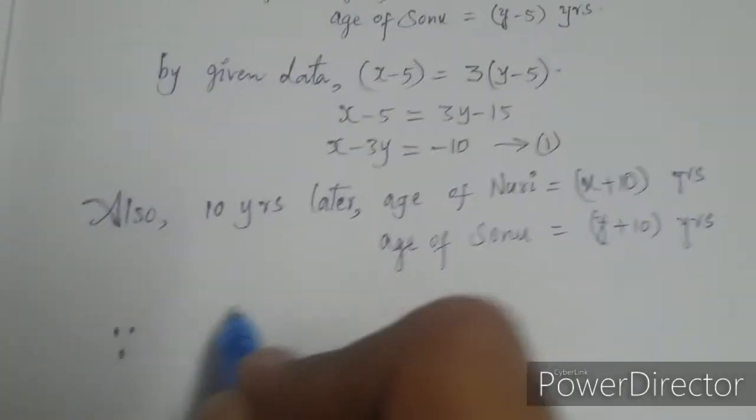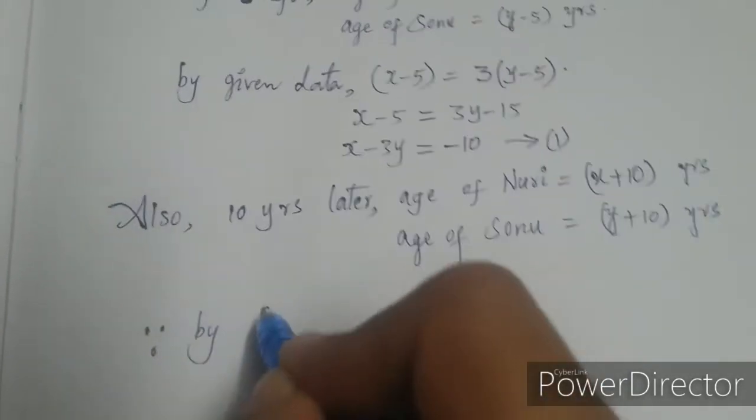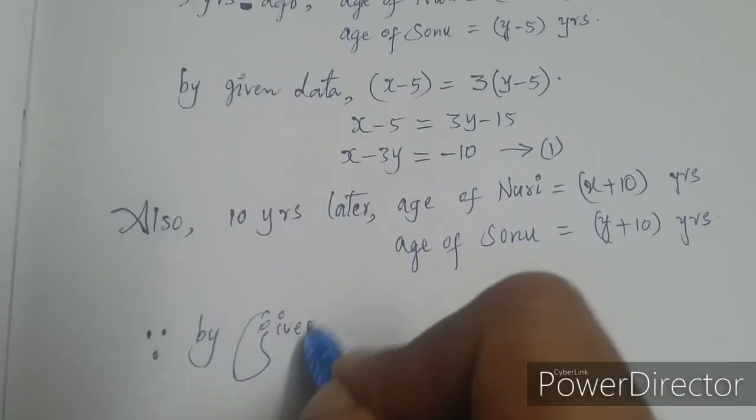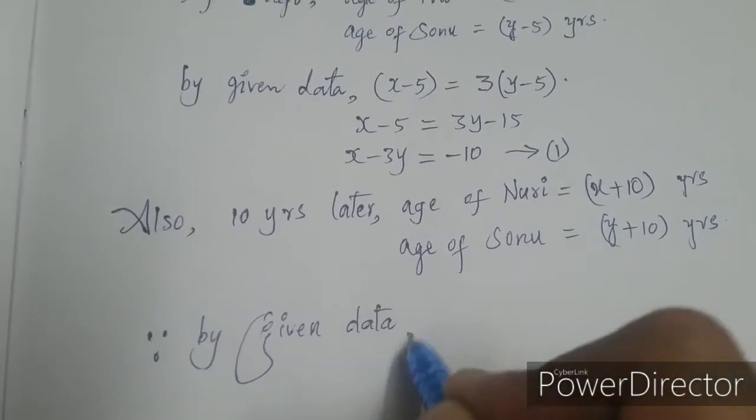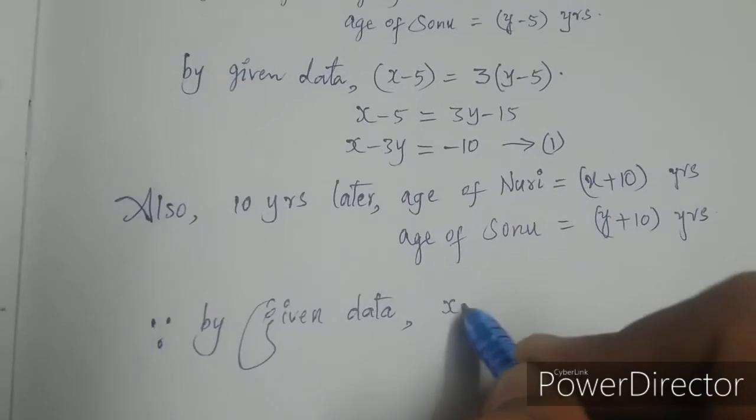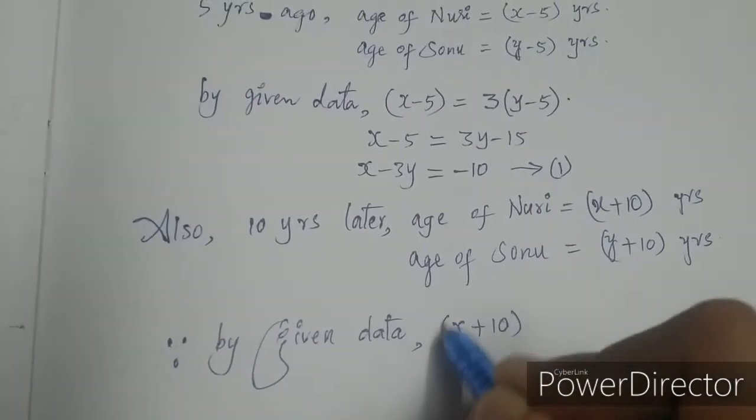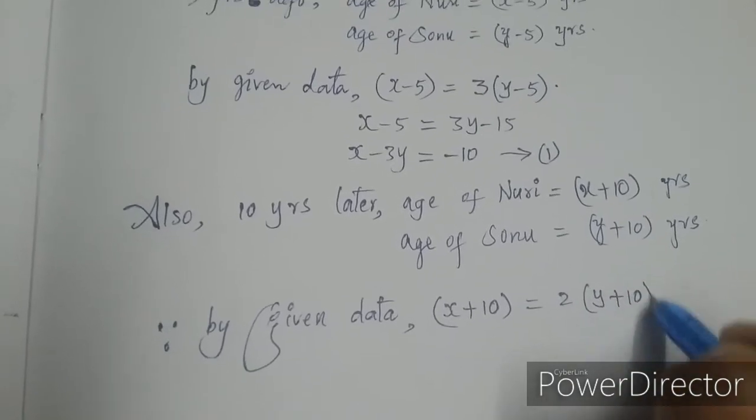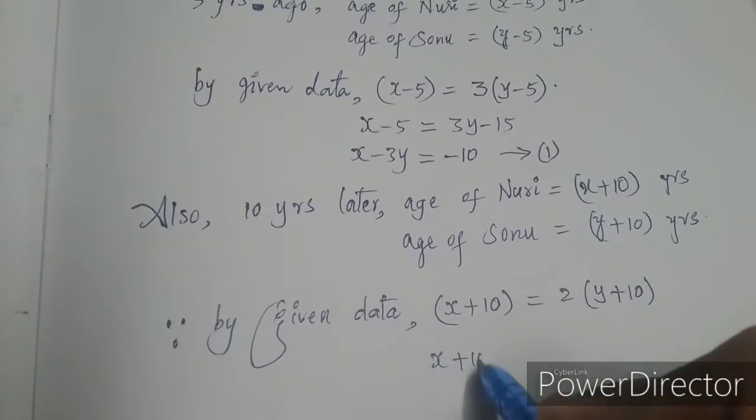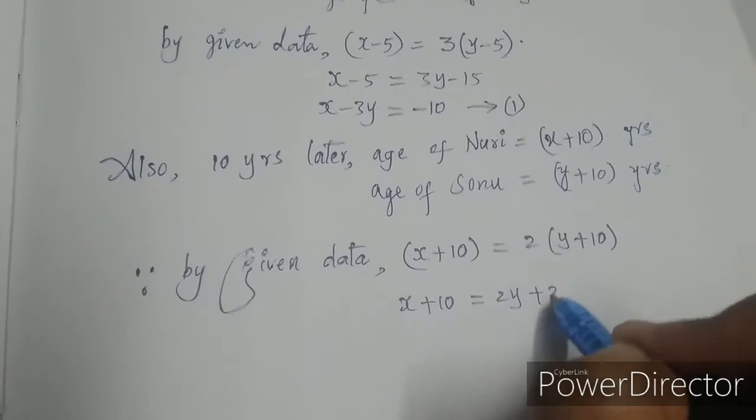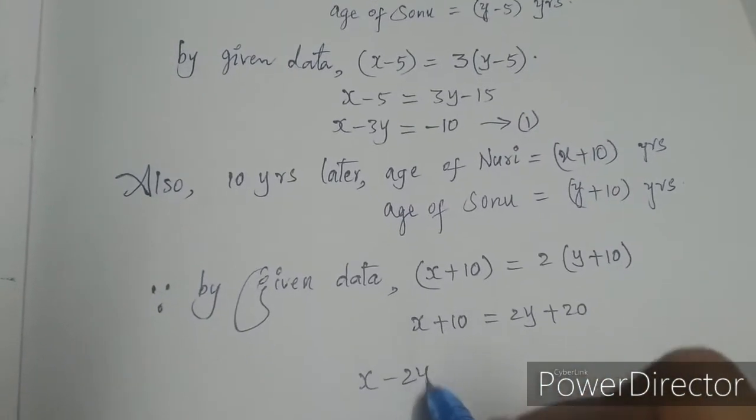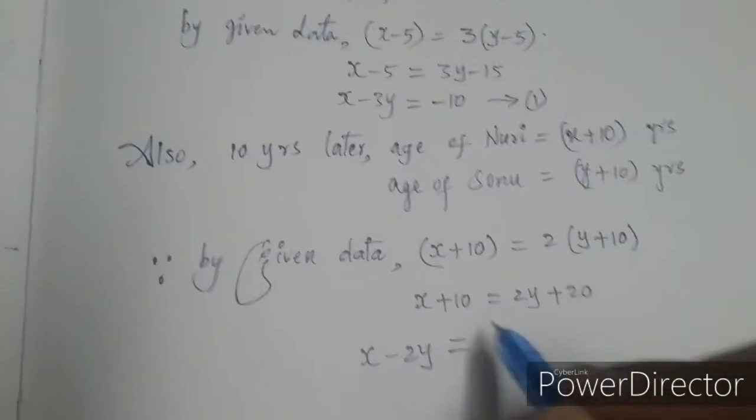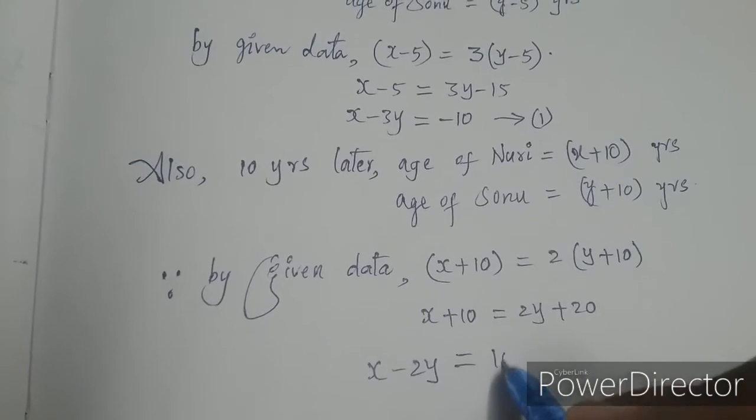By given data, age of Nuri is equal to twice as old as Sonu here. x plus 10 is equal to 2y plus 20. x minus 2y is equal to 20 minus 10, which is 10 here.